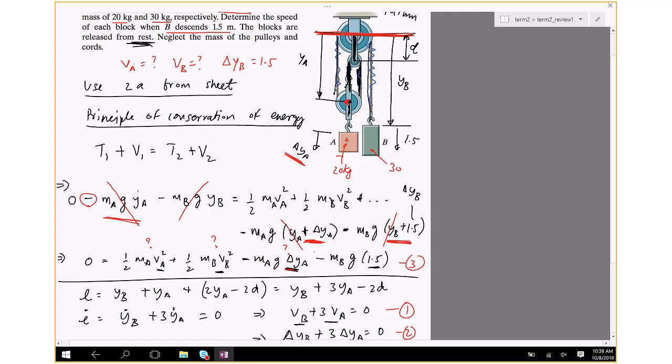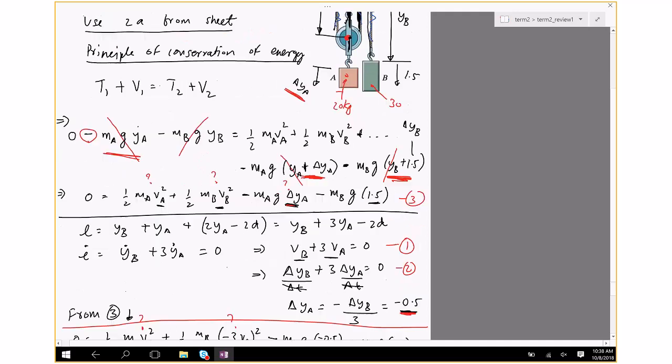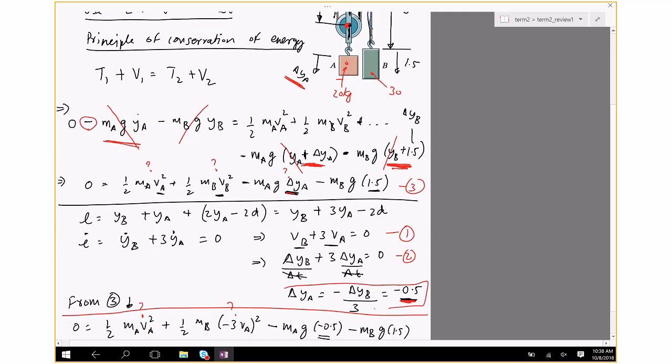Yeah, but what I'm trying to do is I'm not going to assume it going up or down. I'm going to assume that A and B both move down. The reason being, I do not know which is going up and down. That's how I begin. And that's why I have YA plus delta Y and YB plus 1.5. And then the math tells me, well, that's not true. It's actually negative. And then I put that in. So that's the cleanest way of doing it. No confusion. It's very algorithmic.